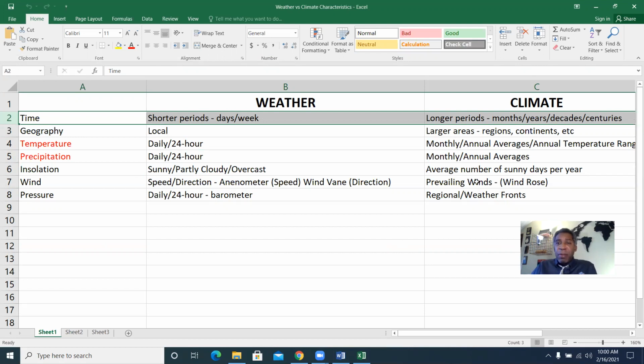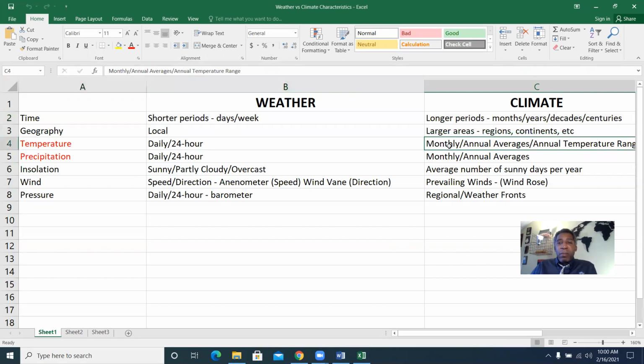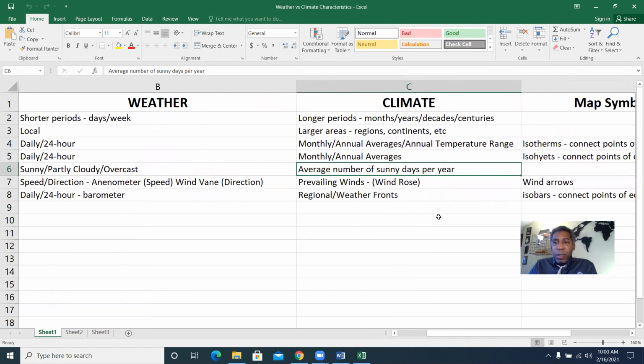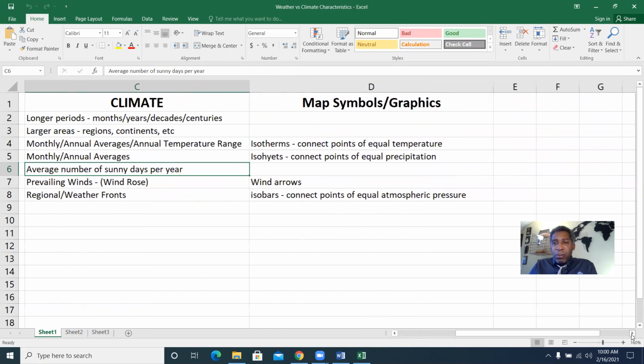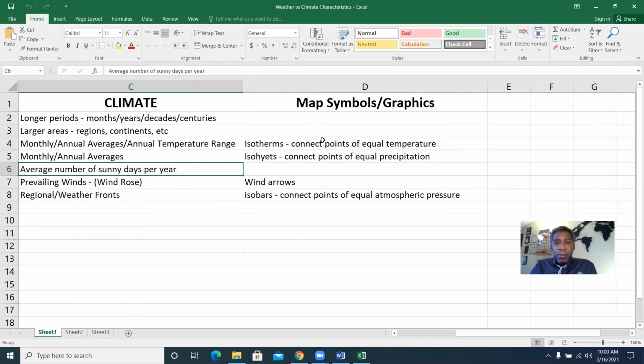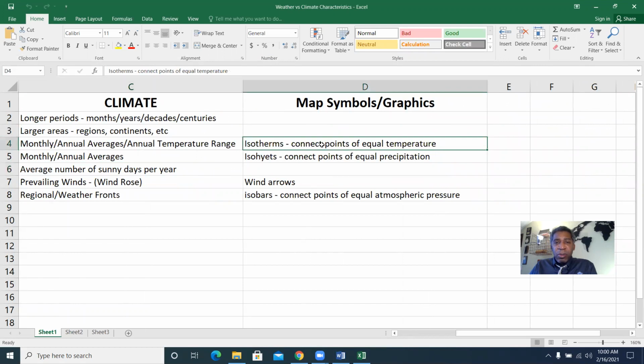And then in terms of climate, we're looking at monthly average temperatures, precipitation, monthly or annual averages, and so on. In terms of insolation, average number of sunny days per year. And so that's how weather and climate are different. In terms of how these are symbolized on maps, we have isotherms, which connect points of equal temperature, and isohyets, which connect points of equal precipitation.